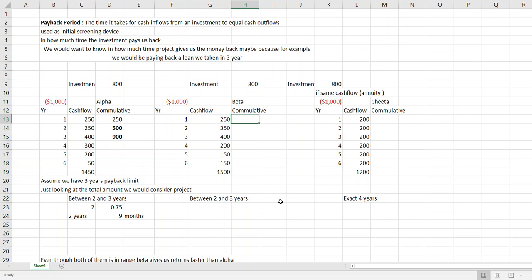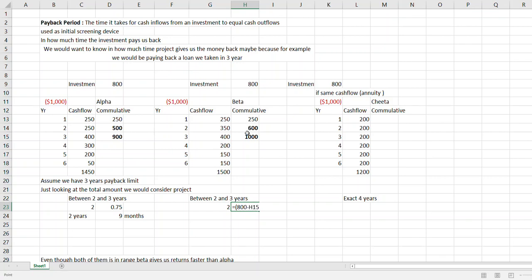Let's look at this other project. Beta, first year would be that 250. Cumulative. If I drag down, automatically formula will be applied. So this is also between 2 and 3 years. If you want to know exactly, we need 800.